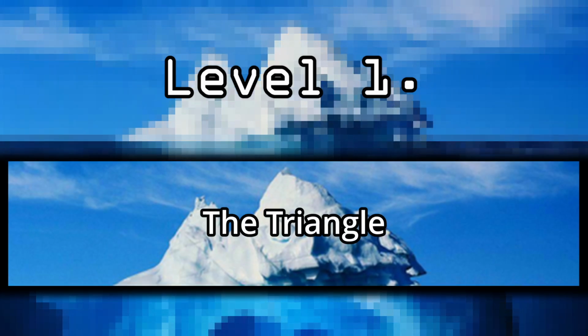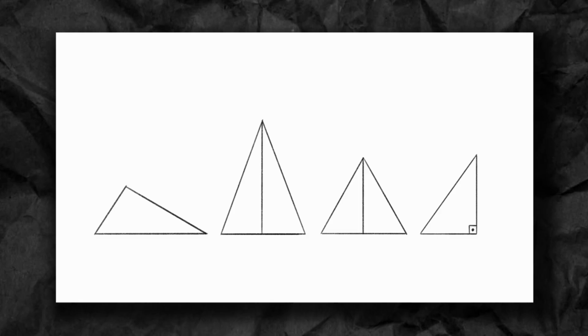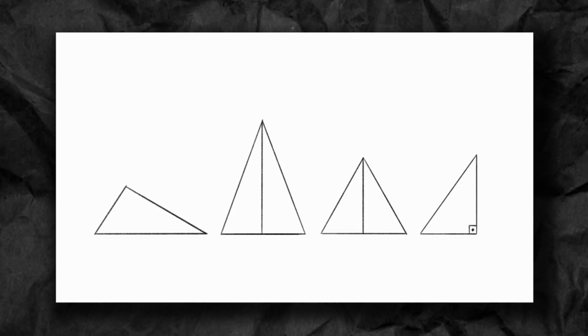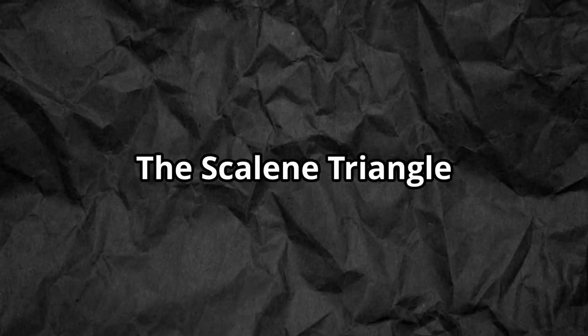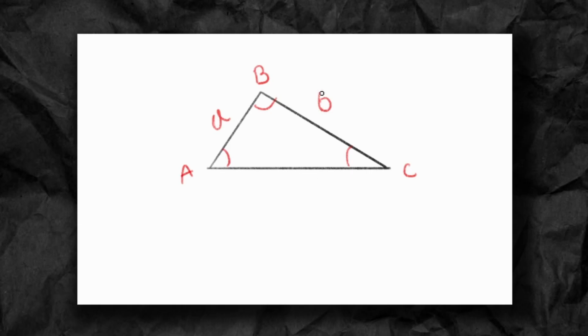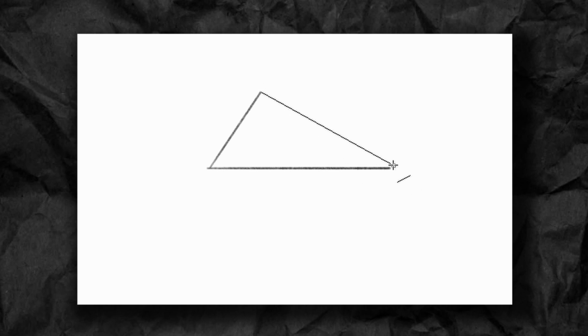Now for our third and final entry on this level, we have the triangle. There are 4 types of triangles which you should know. The first, and arguably the easiest of the 4, is the scalene triangle. A scalene triangle is a triangle that has no equal sides or angles. There's no prep work needed to draw one, just pick 3 random points and connect them.